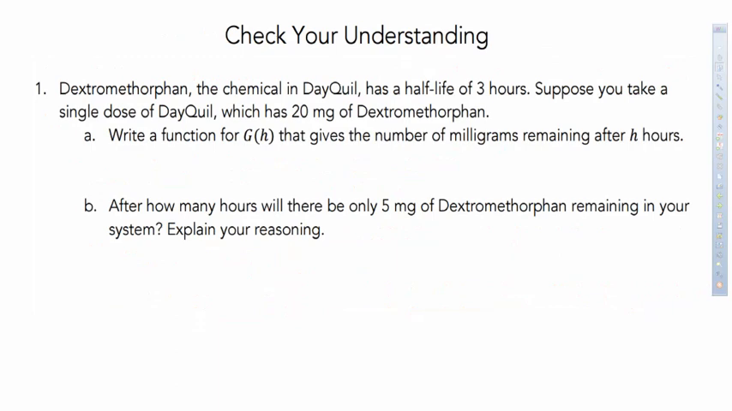All right, so let's look at number one. Dextromethorphan. Sure, we'll go with that. The chemical in Dayquil has a half-life of 3 hours. Suppose you take a single dose of Dayquil, which has 20 milligrams of that thing, the D word. Write a function for g of h that gives the number of milligrams remaining after h hours.